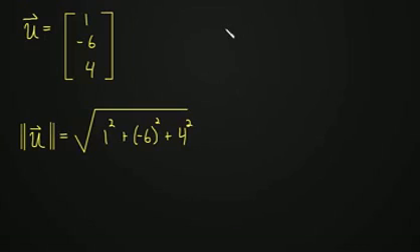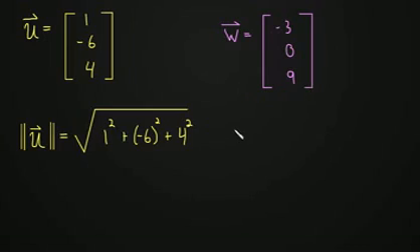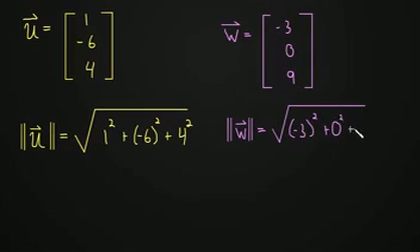If you want, we can do another example. How about w is -3, 0, 9? So the length of w is equal to, oops, what am I doing? It's equal to the square root of -3 squared plus 0 squared plus 9 squared. And there you have it. There's the length of a vector with 3 components.